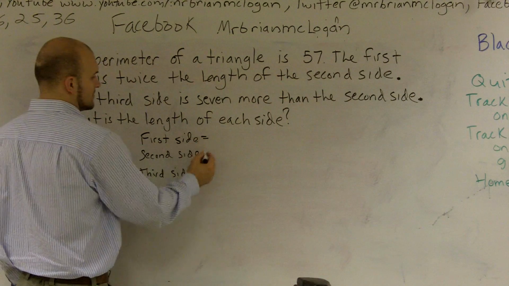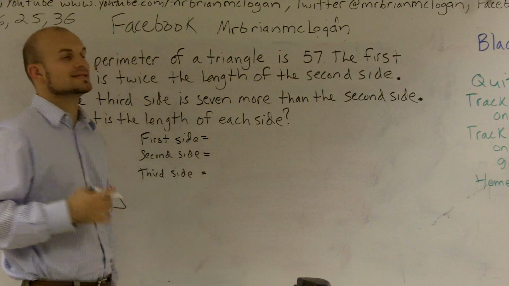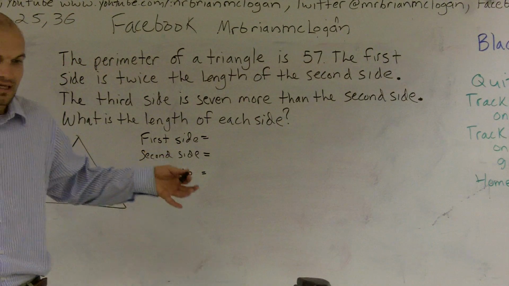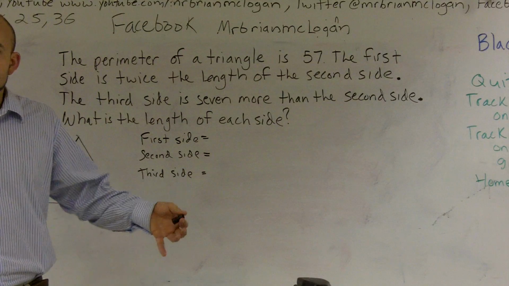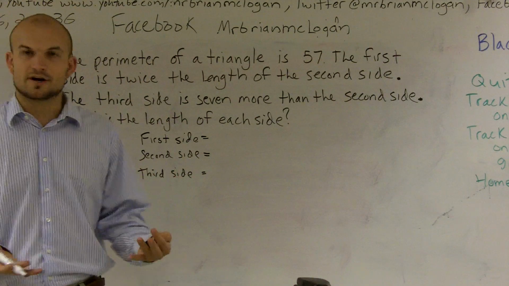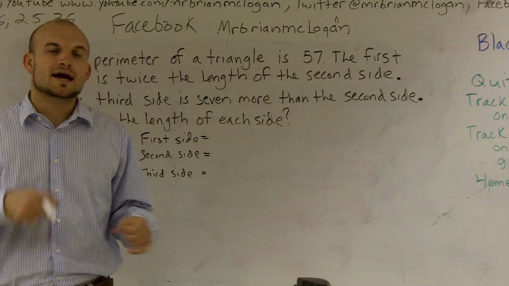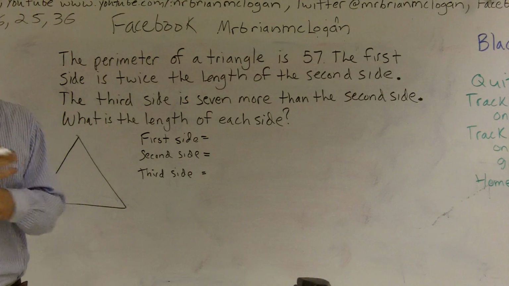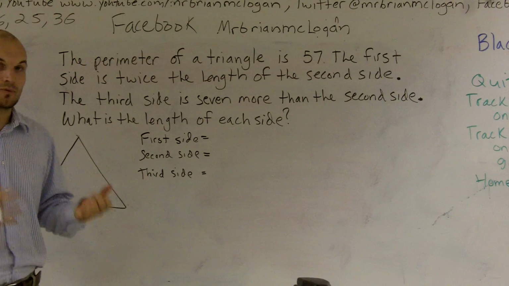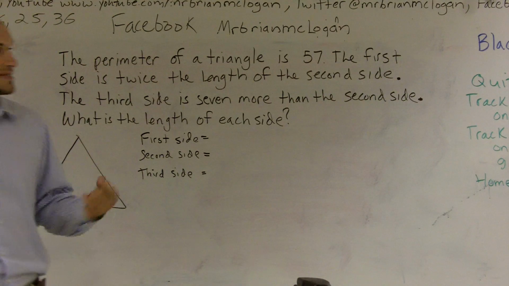The third thing we need to do is assign a variable, because we need to figure out what these sides are. We don't want to just guess and check. We want to say, if we can find a variable, then we can set up an equation and actually get a definitive answer. This is the answer, this is the length. So we need to assign a variable and figure out what our variable is going to represent.